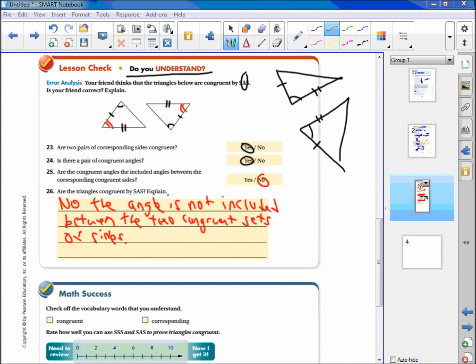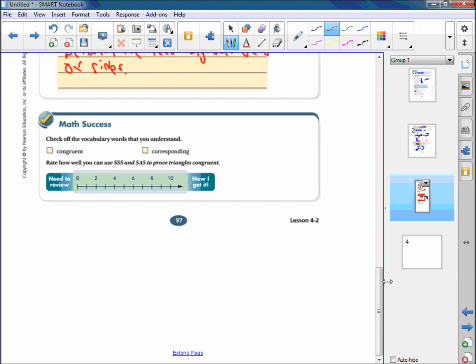All right, lesson check is complete. So check off each word that you understand. By now you should understand congruent, especially as it relates to triangles, sides, and angles. Okay, and corresponding is really important because we need to get the corresponding parts of the triangles. Okay, so how well do you know SSS and SAS to prove triangles congruent? Hopefully you're up here. But we will spend all of next class working on proofs about SSS and SAS. So you'll be good at it before you leave. Okay? See you in class.